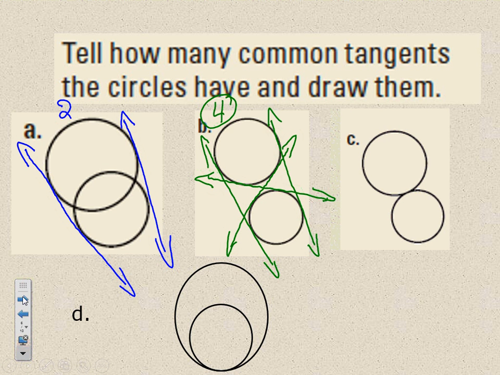Now C, if we look at C, C is also very similar to A and B, so we're going to start by putting our tangents across the edge. So I have 1 and 2. Whoops, kind of missed that one.